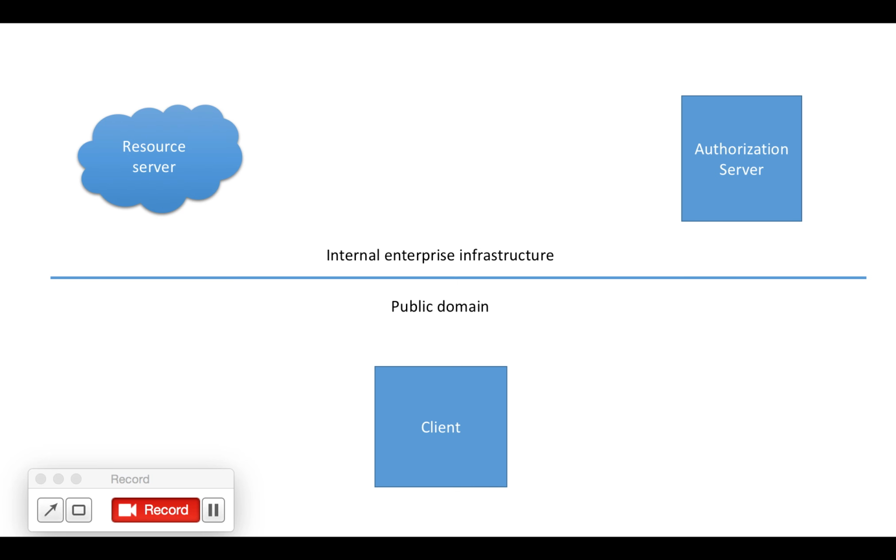But always keep in mind, we have two possible general scenarios. One of them is authorization server and resource server both being in internal enterprise infrastructure, right? So that was the scenario where the PDF server was inside of your enterprise. Okay, and only client is on public domain. So in this case, resource server and authorization server can communicate frequently. They trust each other much more. Okay, and it's, let's say, a more basic scenario, right?